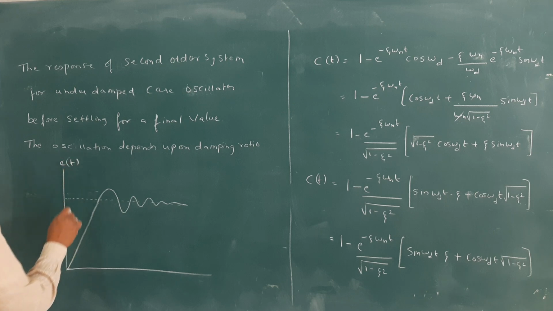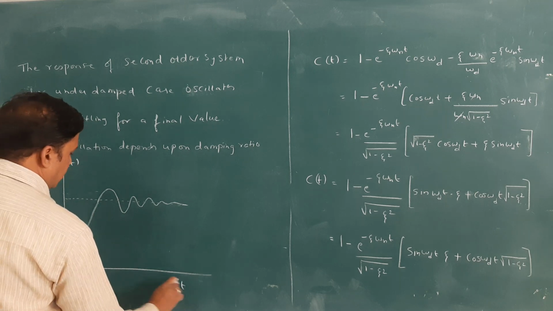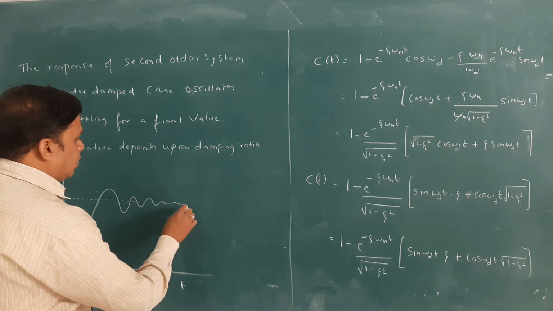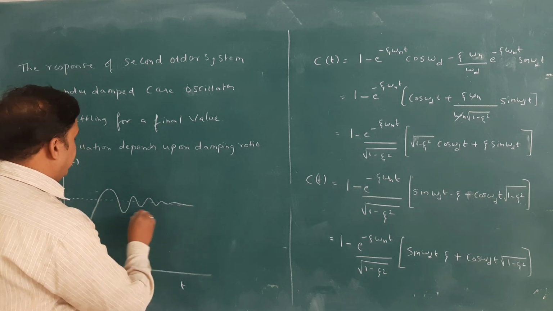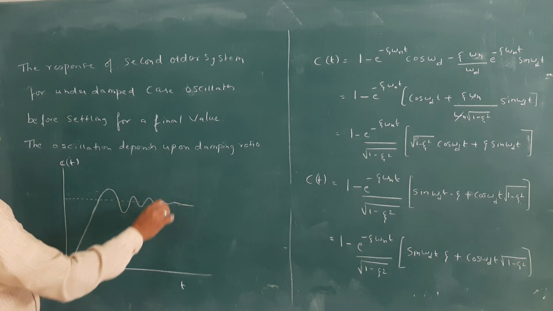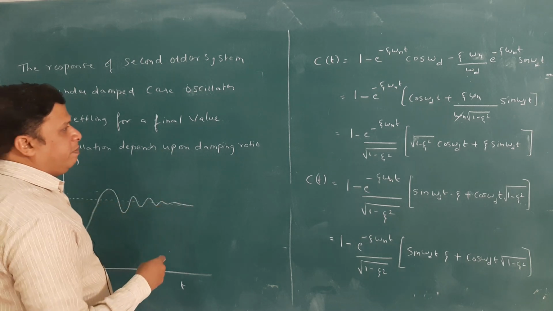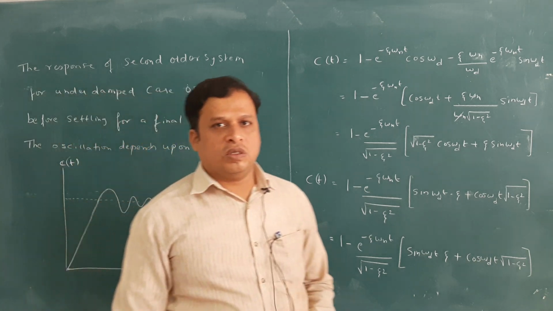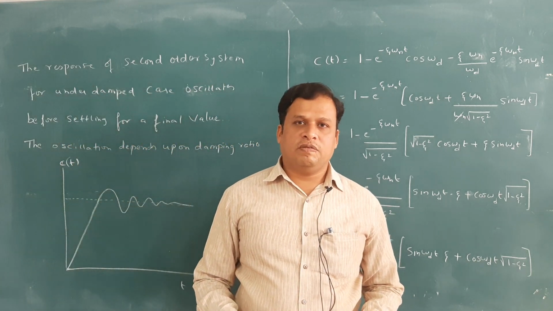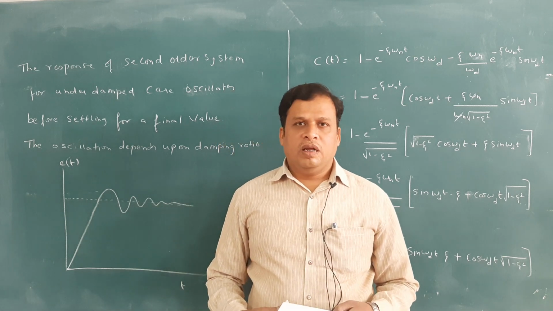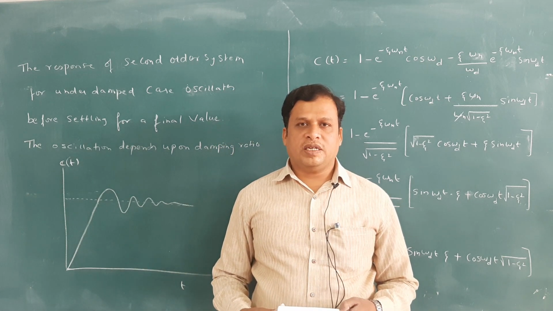This is C of t, and this is t. So here you have a rise time and settling time. Here it oscillates and slowly it gets settled, and it depends upon the damping ratio how the oscillations will be. So students, this was about the second order system response for an underdamped case, and we have 2 more cases like that, and we will go for these 2 more cases in the next class.